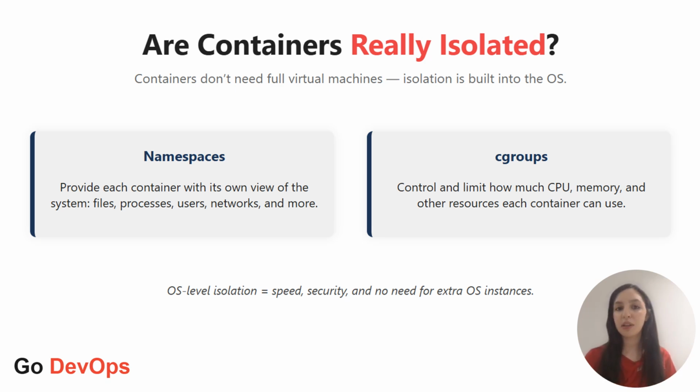So even though containers don't spin up a full operating system, they still offer strong isolation: fast, efficient, and secure enough for real-world use. And this is what makes containers so powerful in cloud infrastructure, in CI/CD pipelines and microservices. So we have OS-level isolation without the bulk of virtual machines.